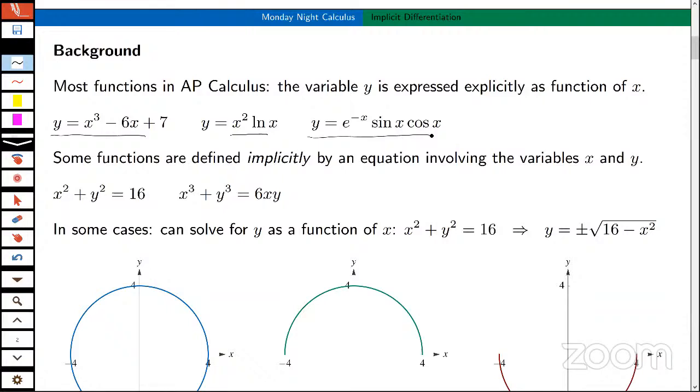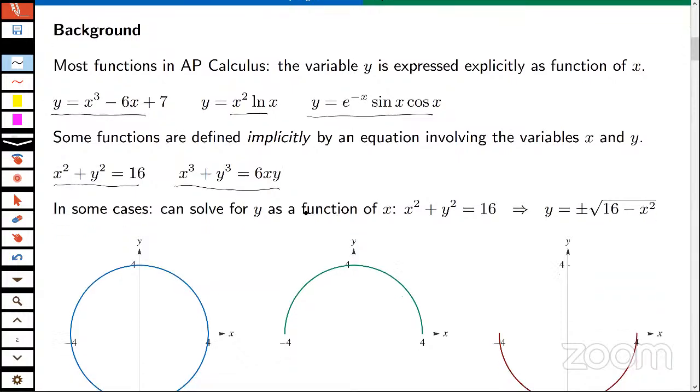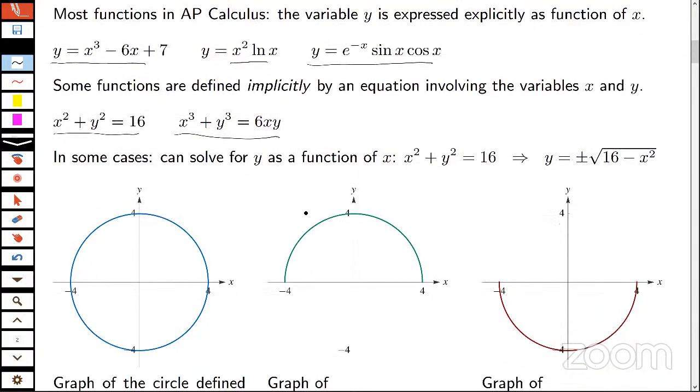But it turns out that some functions are actually defined implicitly by an equation involving both of the variables x and y. So for example, if we take a look at this one, x squared plus y squared equals 16, or this one, which is one of my favorites, there may be a function or functions embedded or hidden in that expression. Now, in some cases, you can actually solve for y as a function of x.